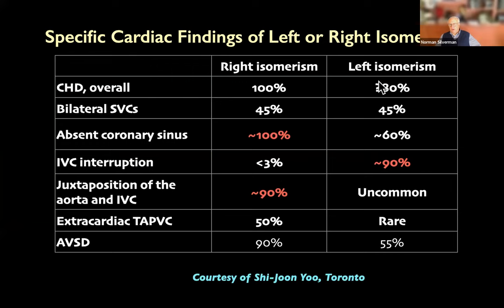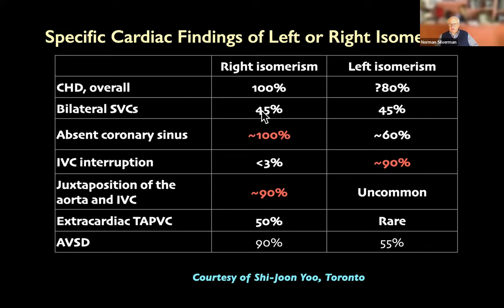It's less common in left isomerism, 80% of patients. So there are patients that are relatively normal that have features, for example, may have an absent gallbladder, extrahepatic biliary atresia, interrupted IVC, or may even have only a left superior vena cava to coronary sinus. So bilateral superior cavae occur in 45% of the time.